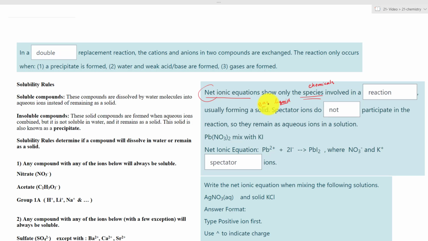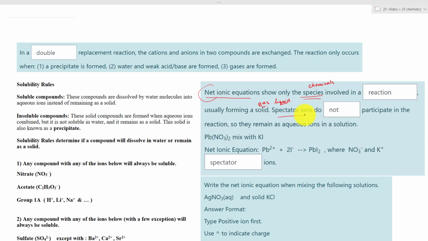Now, what about other ions that are in the solution or in the mixture that are not involved in the reaction, which forms a solid, a gas, or a liquid? Well, those ions are considered spectator ions. That is, they do not participate in the reaction, but they are in the mixture, okay? So they remain as aqueous ions in the solution.